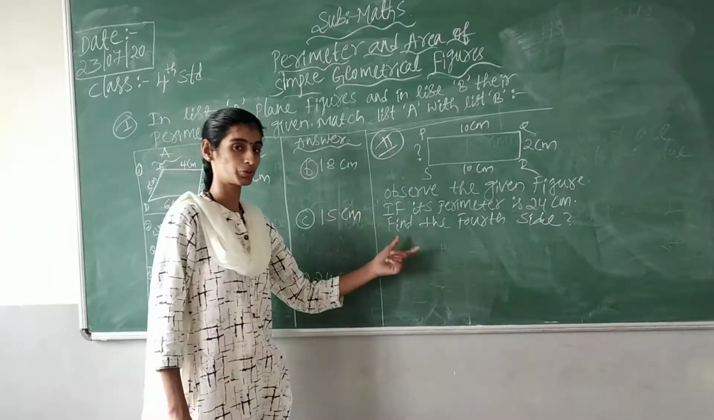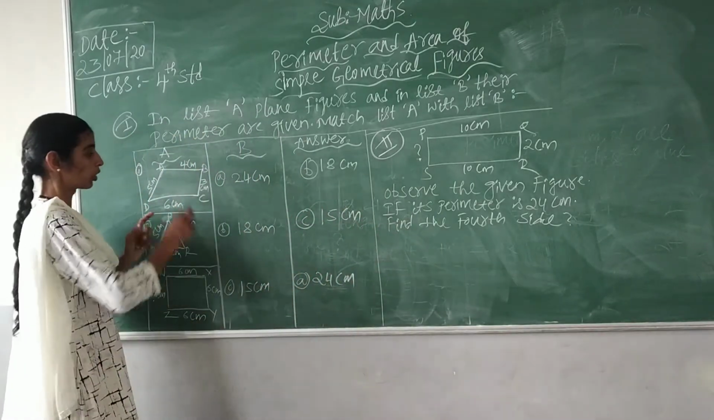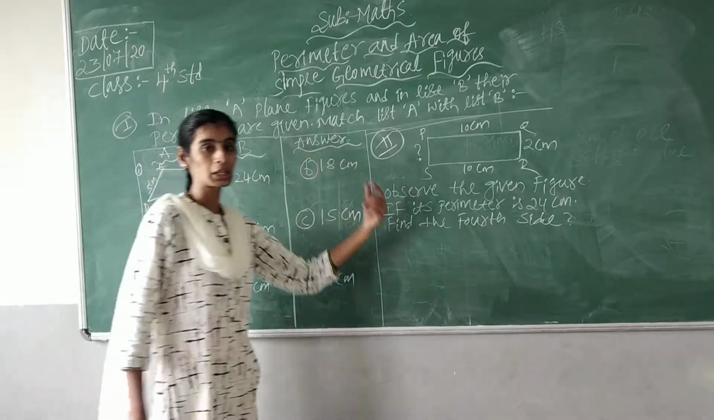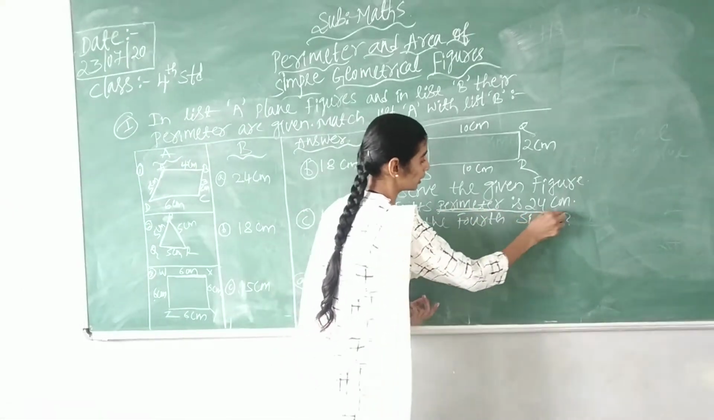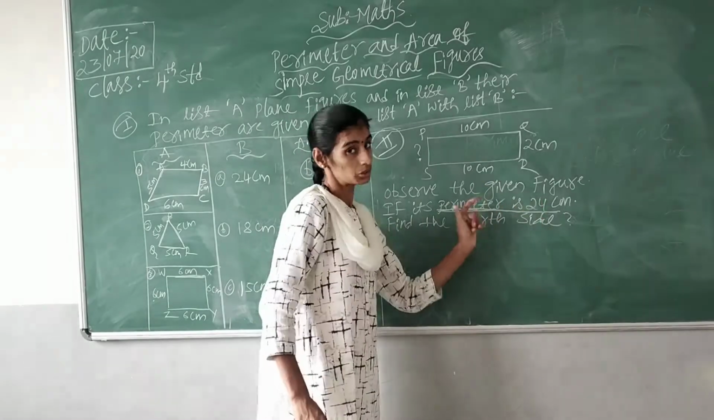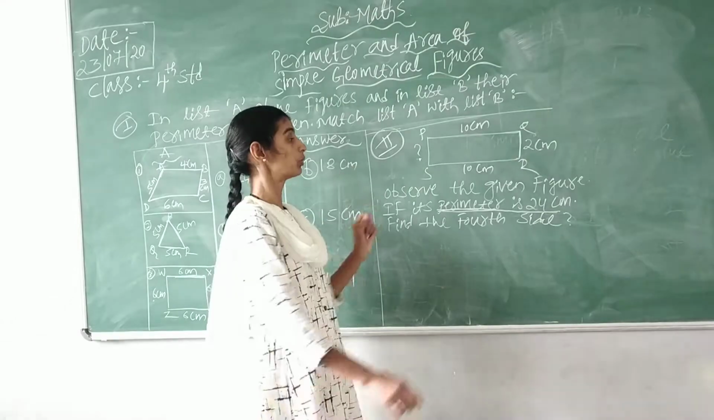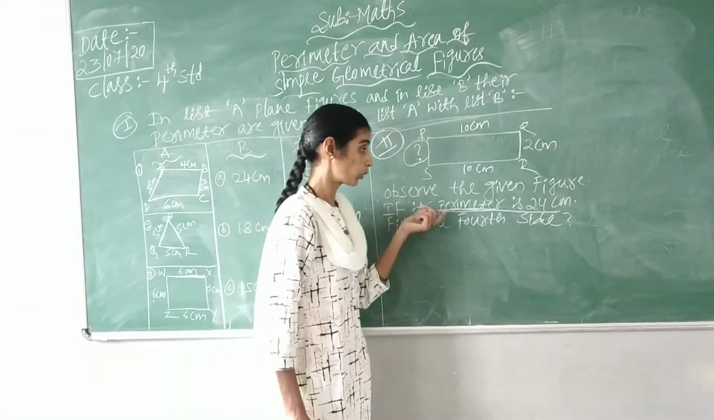This is another type of question which may come in your examination. In one type, all the sides they will be giving, and you have to find the perimeter. In the second type of question, they are giving you the perimeter. You can see here, they have given the value of the perimeter. So no need of finding the value of the perimeter. Instead of that, you need to find the value of one side. Got it?